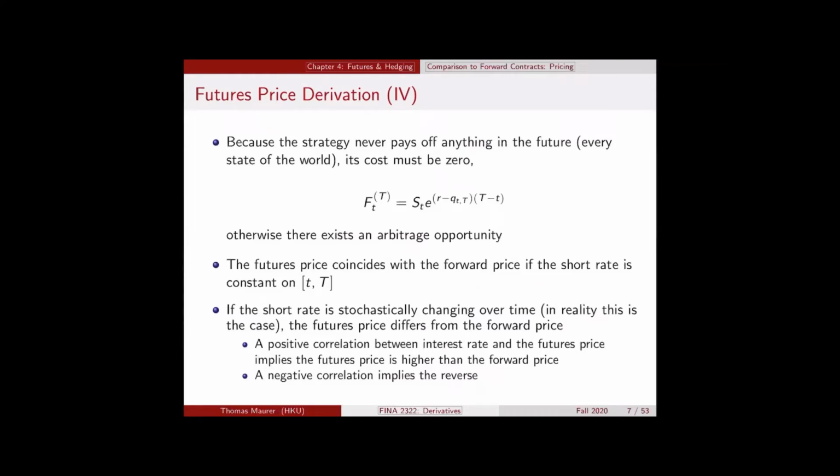What does this mean? It basically means that you don't really have to learn every single step in that derivation of the futures price. But what I would like you to take away is that the futures price is equal to the forward price if either the interest rate is constant during the lifetime of the futures contract, or the interest rate is randomly changing but uncorrelated to changes in futures prices. The second thing which I want you to remember is that if there is a positive correlation between the interest rate and futures prices, then the futures price is higher than the forward price. And if there's a negative correlation, then the futures price is less than the forward price.